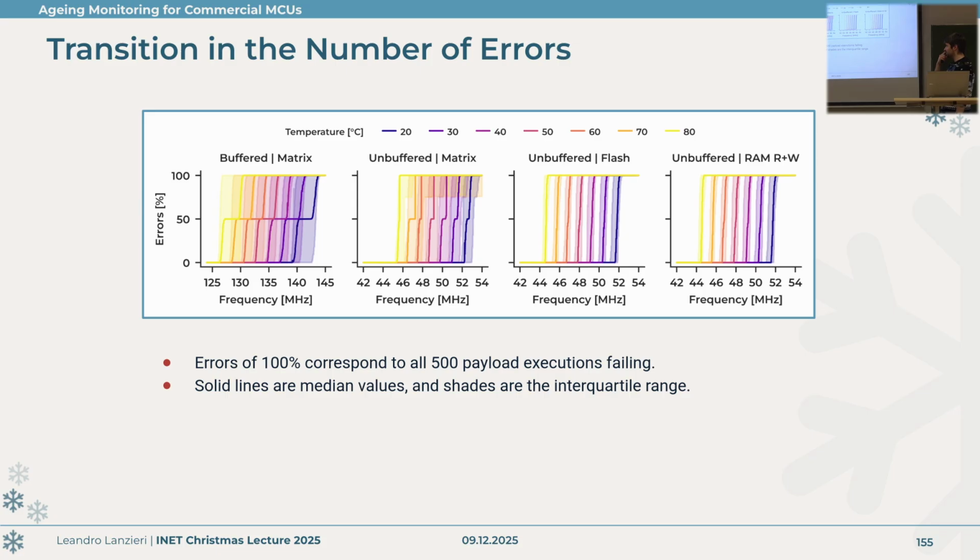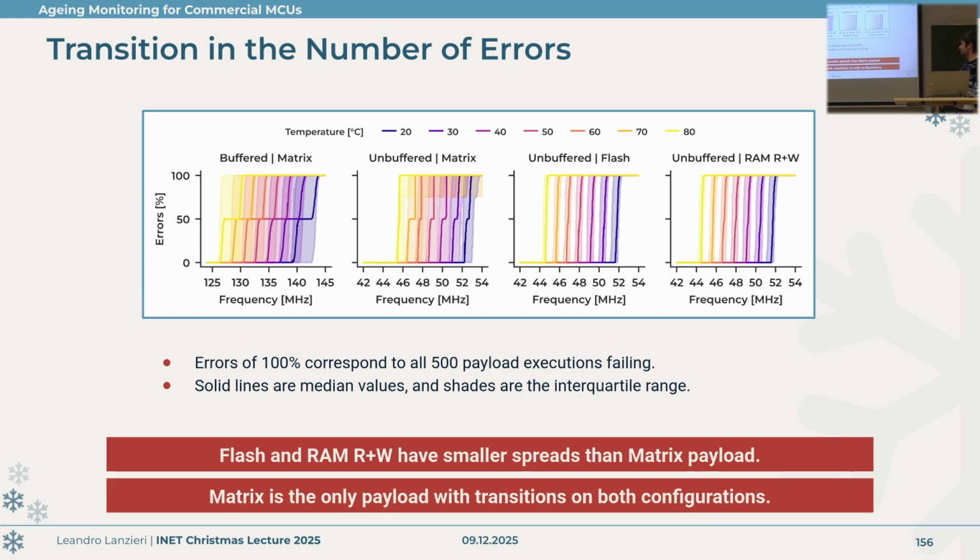So, yeah, in these plots, the shaded parts are the interquartile range, and the median values are the solid lines, and we can see how all of them, as the temperature increases, move toward the left, which is what we're hoping for to detect aging. Like I said, matrix is the only one that shows this on both configurations, and the CPU and the RAM March didn't show this behavior at all.